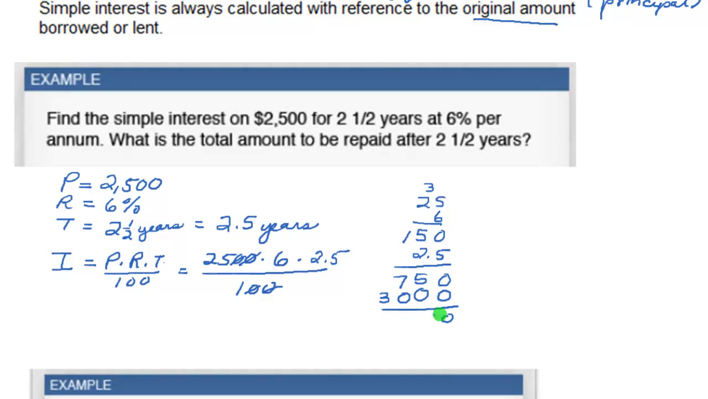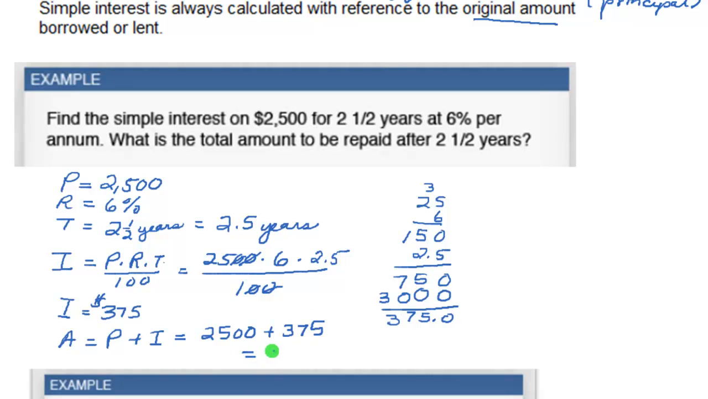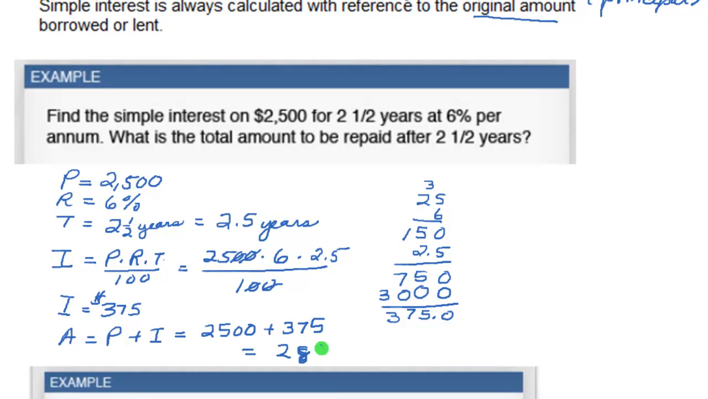Okay, and so then we have that the interest earned was $375. Okay, so the total amount that's repaid after 2.5 years is the principal plus the interest. So your original 2,500 plus 375. So that is $2,875. Okay, let's try the next one.